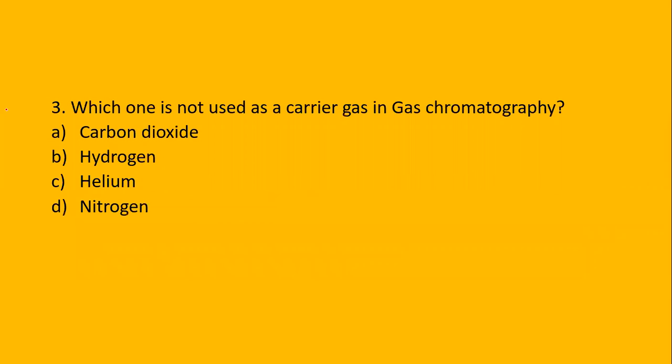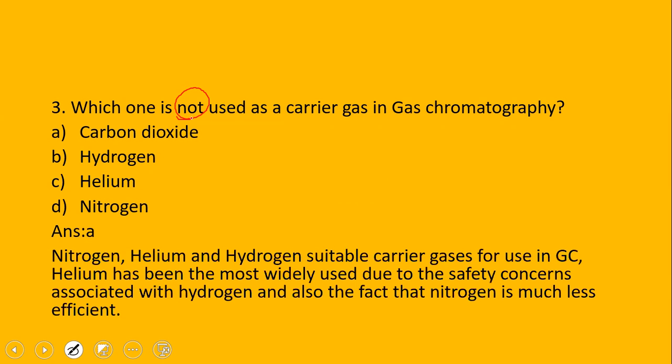Moving to next question. Question number 3. Which one is not a carrier gas in gas chromatography? Option A, carbon dioxide. Option B, hydrogen. Option C, helium. Option D, nitrogen. Question is asking not a carrier gas. So option A is the correct answer.